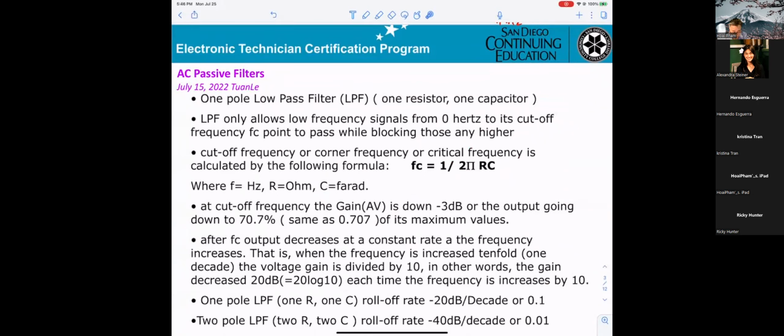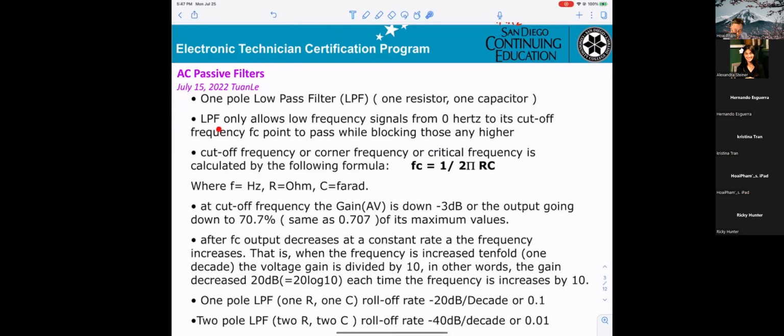Now, try to get along. When they say one pole, okay, they can be low pass, high pass filter, band pass filter, whatever. However, one pole for low pass filter means the circuitry will get only one resistor and only one capacitor. That's what they call one pole. Two pole, you get two resistor, two capacitor. Three poles, you get three resistor and three capacitor.